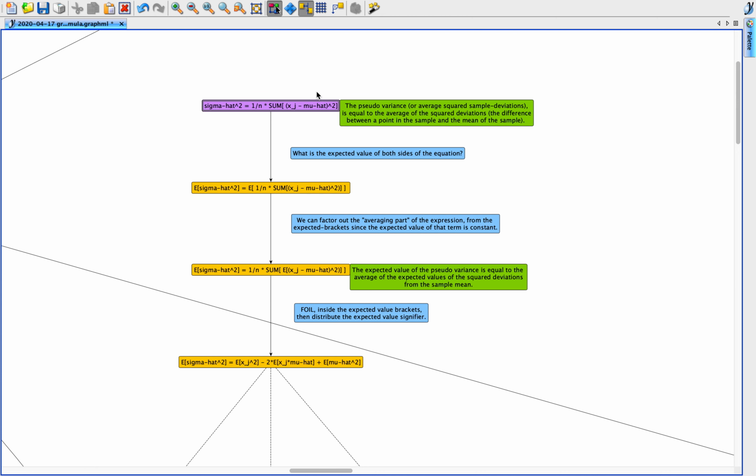If we knew the true population value of mu, we could insert that in, and that would be an unbiased estimator. However, we usually don't have the population value of mu, and so we have to use mu hat as an approximation. So then we ask, what's the expected value?